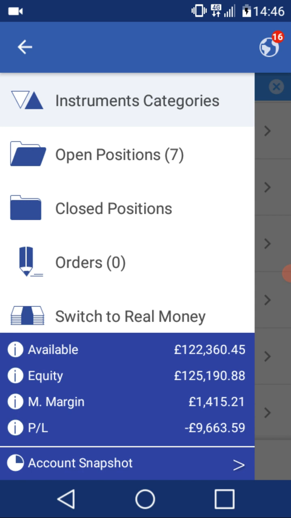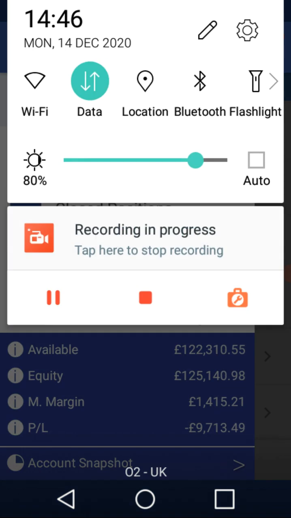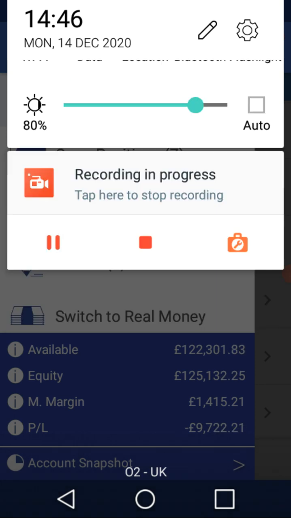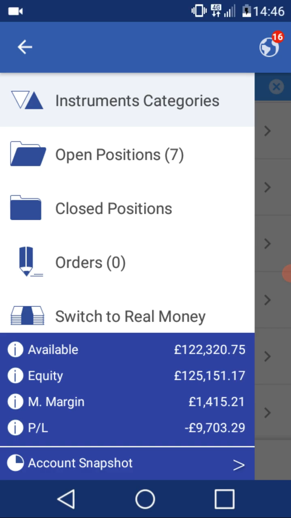They're currently all in negative positions, so I've lost nearly 9.5 grand. I've got 2 days. So today, whatever it is, it's 1446.